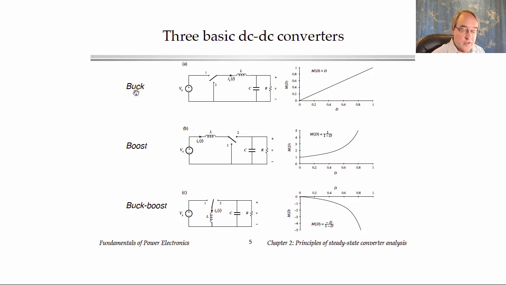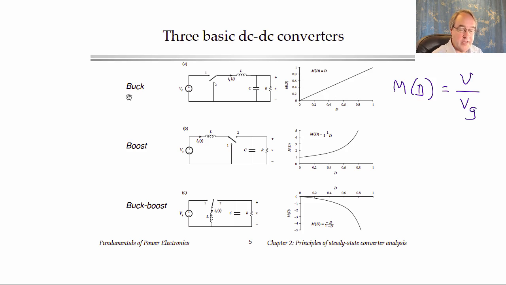Okay, that is called the buck converter. In the power business, the term buck denotes a reduction of voltage. And so what we call the conversion ratio of the converter, M of D, which is defined as the ratio of the DC output voltage to the DC input voltage, that M of D is equal to D for the buck converter, and so the output voltage is reduced.